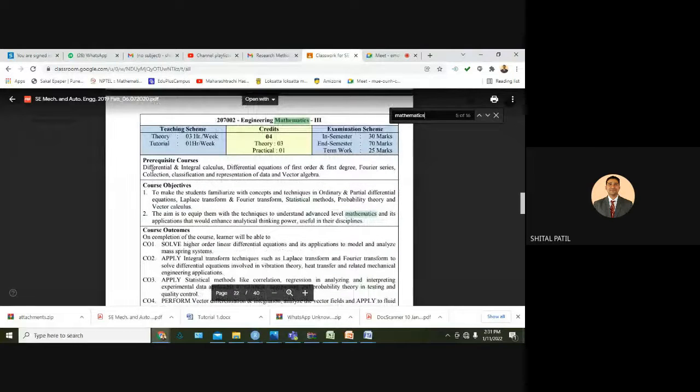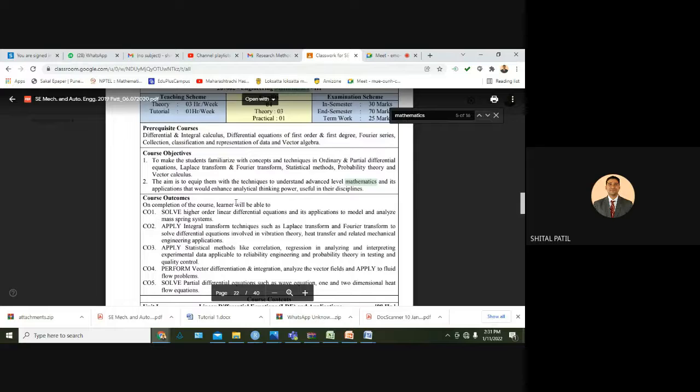Okay, so objective, prerequisites. See, what is written in prerequisites? Differential and integral calculus. That is, we should know the derivative and integration formulas. Differential equation of first order and first degree, Fourier series, then collection, classification, and representation of data, and vector algebra. These things should be known to us, and I think we know all these things very well. Then we have gone through the course objective and course outcome.